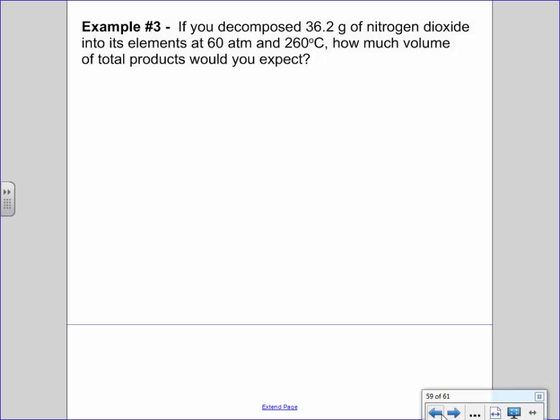We're going to decompose 36.2 grams of nitrogen dioxide. I'm going to tell you the pressure and the temperature. And by the way, the pressure is ridiculous, right? High pressure. We also have high temperature. The question is, let's figure out how much volume of products we'd expect. So, first thing we can do here, let's write an equation. Nitrogen dioxide is NO2.